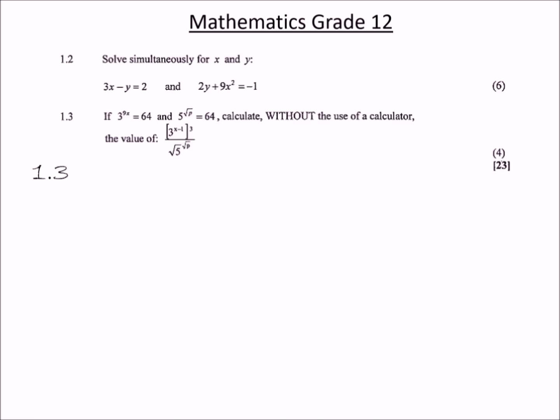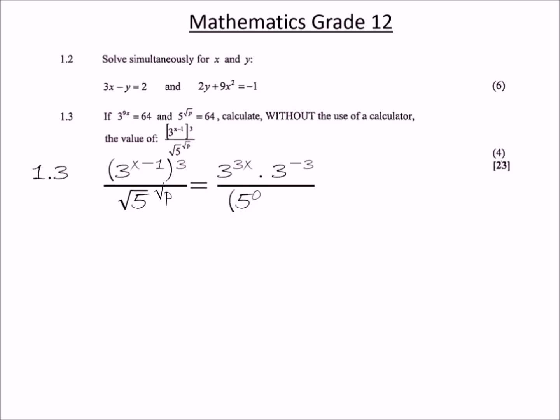Now, 1.3. If 3 to the power 9x equals 64, calculate without the use of a calculator the value of 3 to the power x minus 1 inside cube brackets over the square root of 5 to the power p squared. We start by removing the cube brackets on the numerator. Then it becomes 3 to the power 3x times 3 to the power minus 3 over the square root of 5 to the power square root of p.